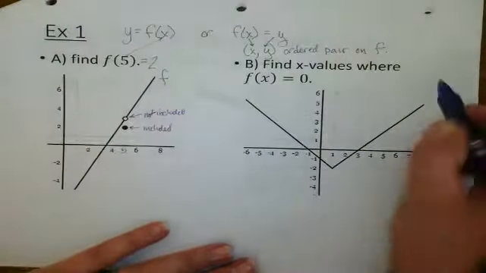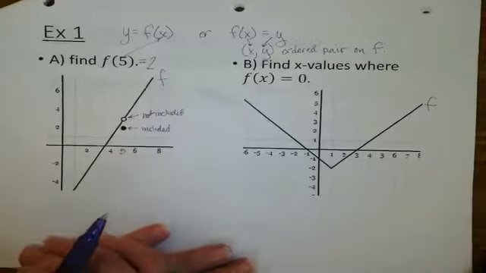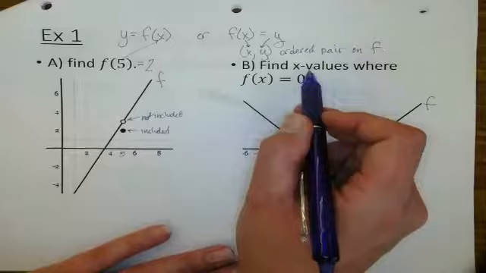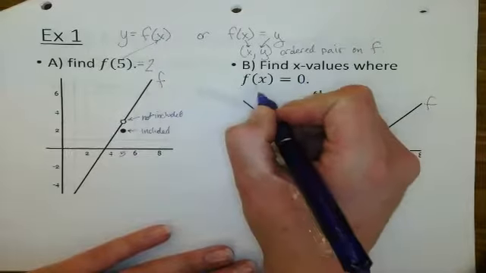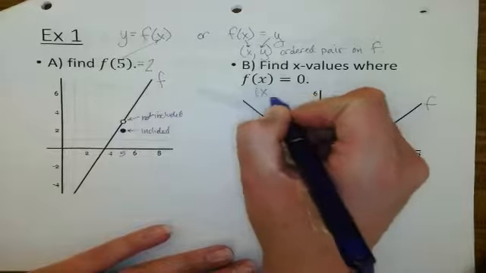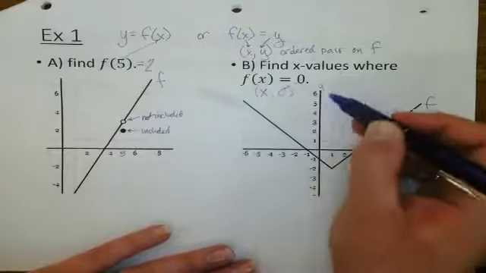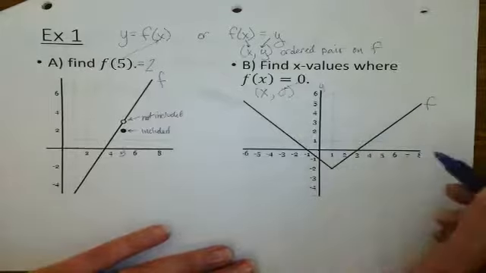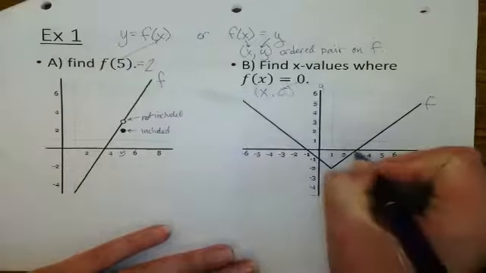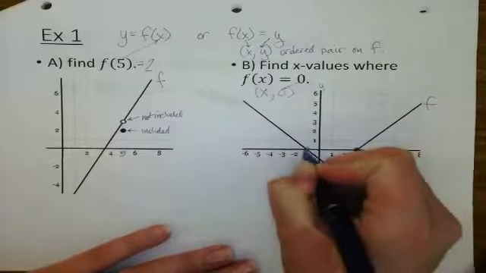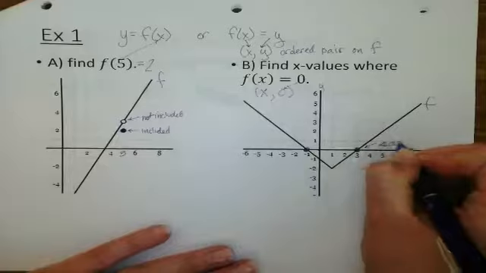So here I have, again, my generic function f. Looks like it's probably an absolute value function. And we want to find the x values where f of x is equal to 0. So again, what they're saying is, hey, we have an ordered pair that is some x, but a 0 for the y. So where is y equal to 0? Anywhere on the x-axis. So when they say where does the function equal 0, these are the zeros, where the graph crosses the x-axis. And that's why they're called zeros.